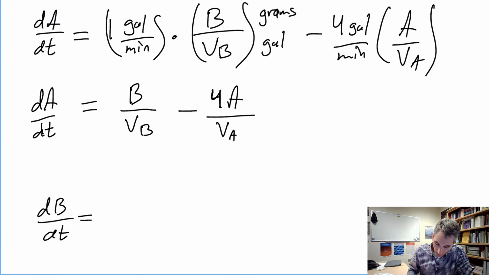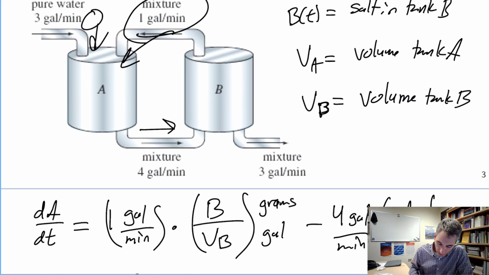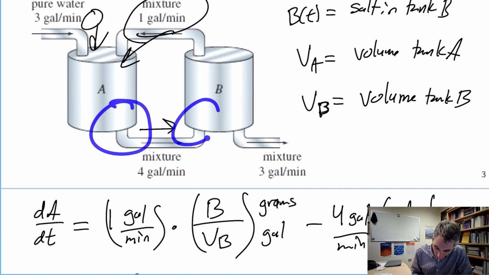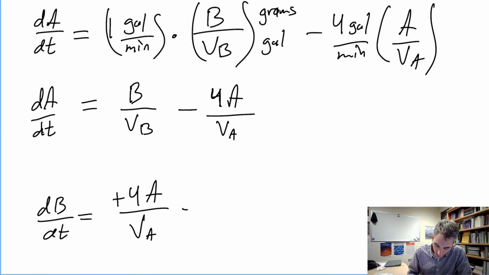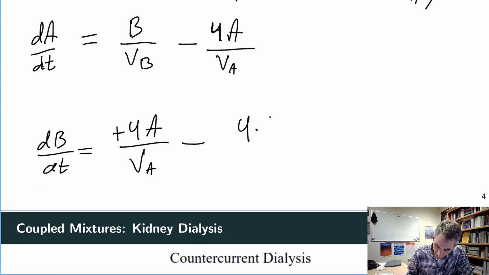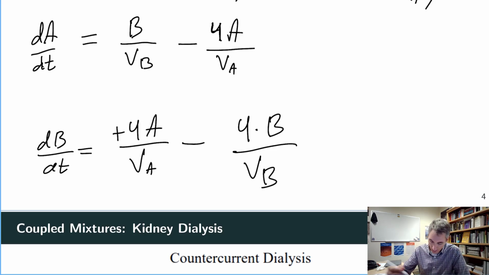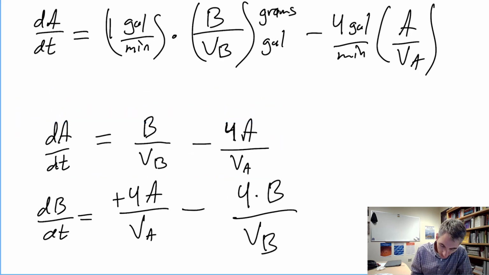Everything that went out of A went into B. So we're going to have a plus 4A over V sub A coming into B, right? Look right here. Everything that went out of A went into B, so that term is repeated as an out and then an in. And we lose out of B 1 gallon there and 3 gallons there, so we're losing 4 gallons. 4 times B over VB. 4 gallons out per minute, B over VB grams per gallon. And that there is, well, that's our model.